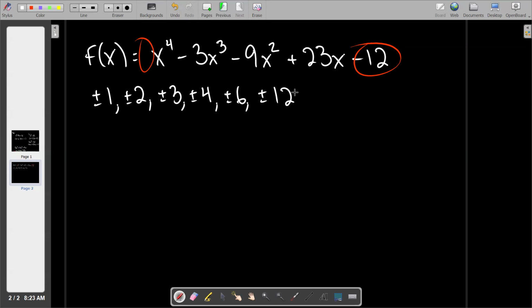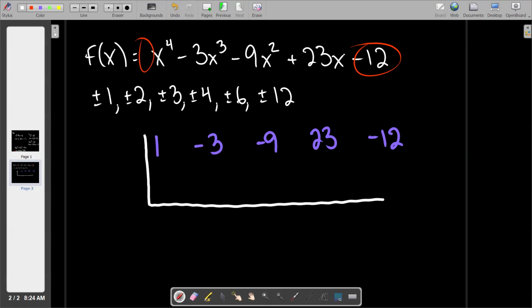Good. And we have the advantage right now, as a class of 14 or 15 of us, of all collectively working together. First off, remember the numbers in front of the problem are our synthetic numbers. So we're going to start by building a workspace: 1, -3, -9, 23, and -12. We're going to get our workspace all set up, and then we're going to start testing numbers.